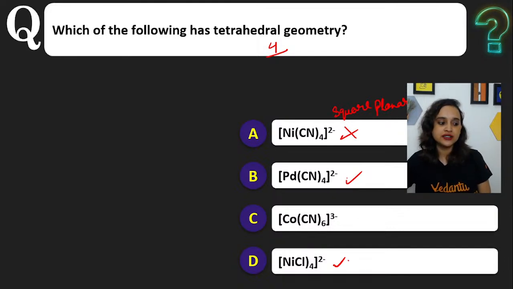Kaushal, how did you solve it? Balu is telling me B. Captain Jack is still telling me C. C is not possible, bacha. We need coordination number 4. For tetrahedral geometry, we need coordination number 4. So C, how is it possible? It is not possible.